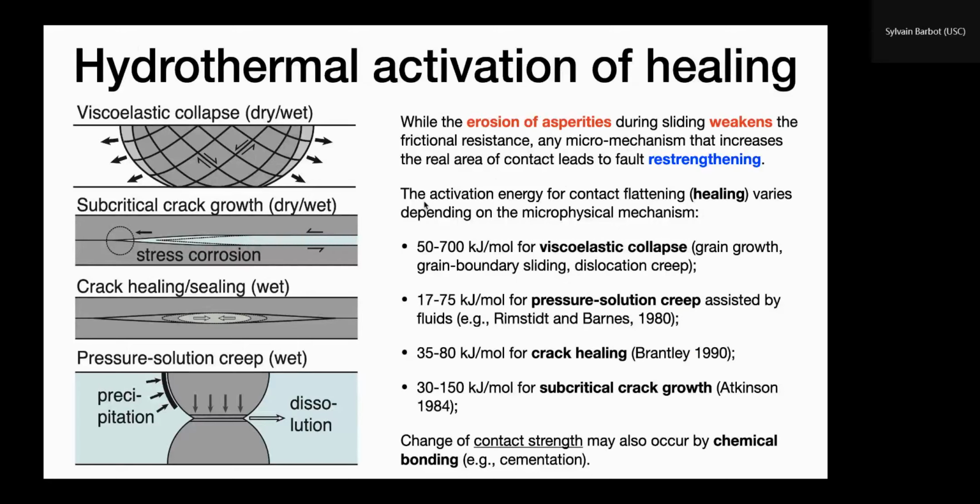The first one is also subcritical crack growth, but assisted by chemical reactions near the crack tip. Technical term for this is stress corrosion, and it involves the diffusion of species in and out of the fluid that either accelerate or slow down the crack propagation, while the crack is lengthening. Another mechanism is crack healing or crack sealing, and it's simply the precipitation of solid within the cracks and the pore space that basically increases the area of contact and cohesion of the material.